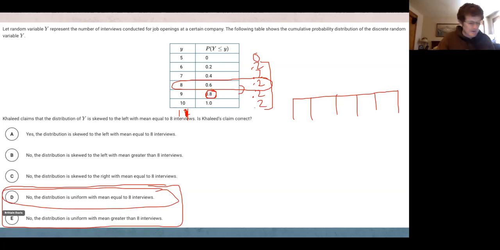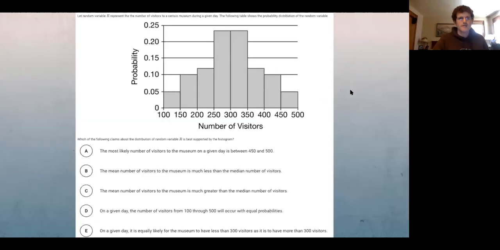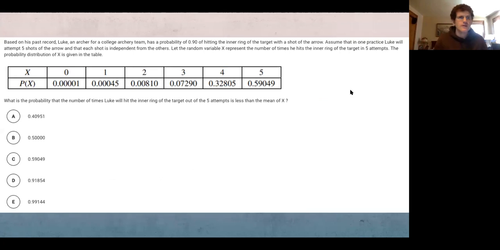All right, like I said, we have a number of problems, so I'm just going to skip through. And if any of these are ones you want me to slow down on to explain, then we can do that. So right here, we've got another archery problem. We really love archery with probability, don't we? I'm just going to skip to the final question. What's the probability that the number of times Luke will hit the inner ring of the target out of the 5 attempts is less than the mean of x?